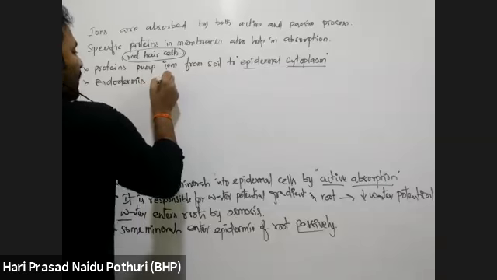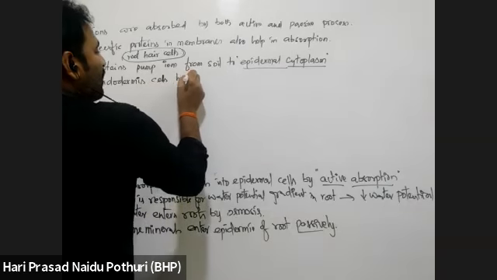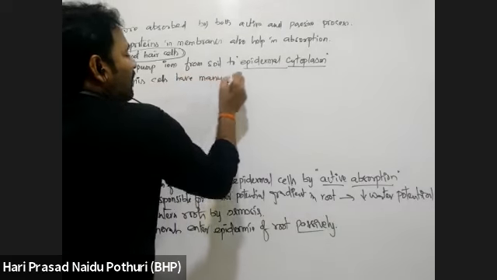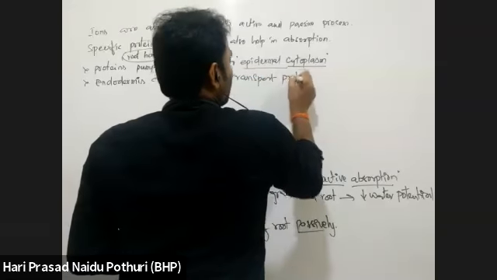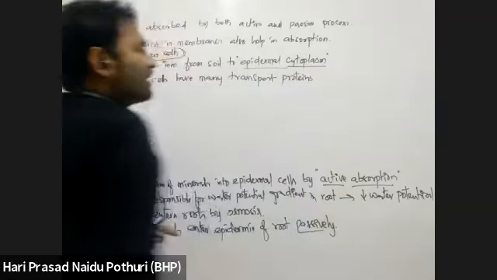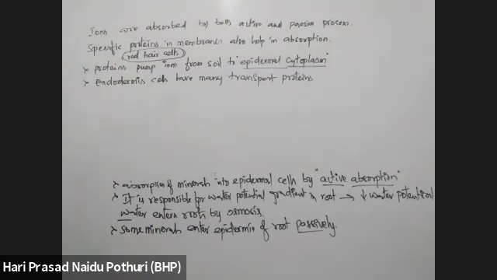Endodermis cells have many transport proteins also. The transport proteins present in the endodermis are responsible for the movement of ions from the cortex into the endodermis, and from the endodermis into the tracheary elements.